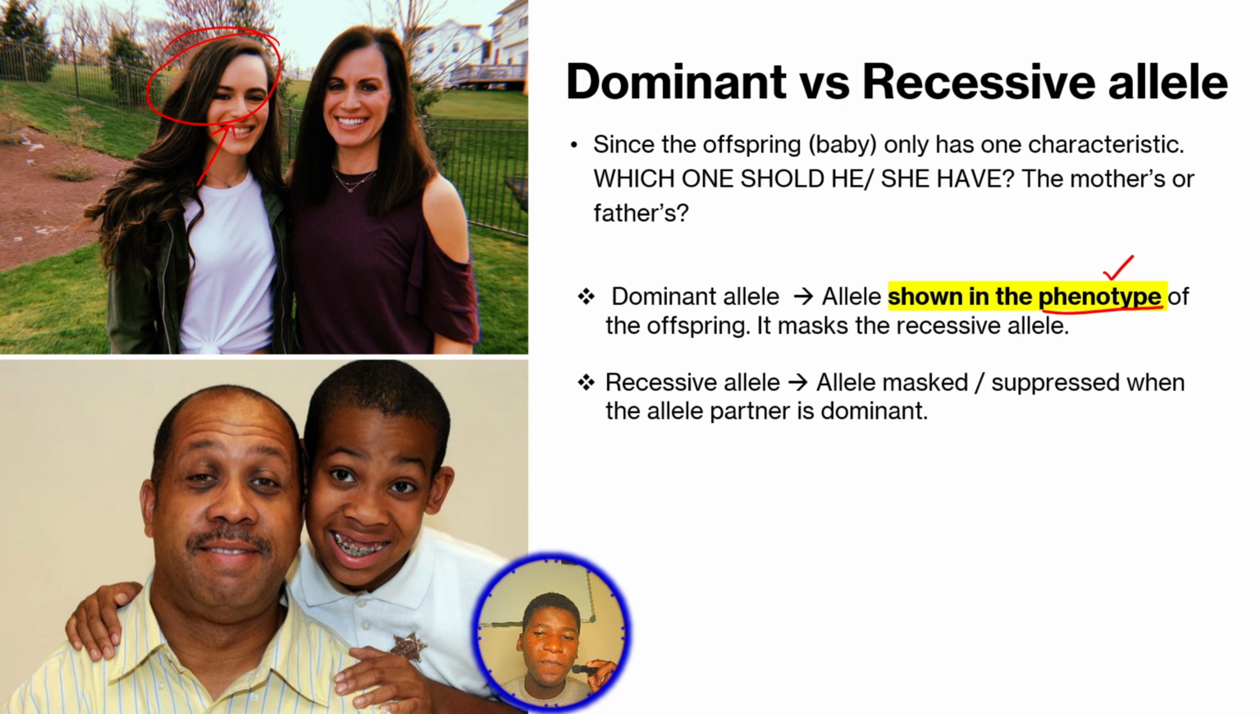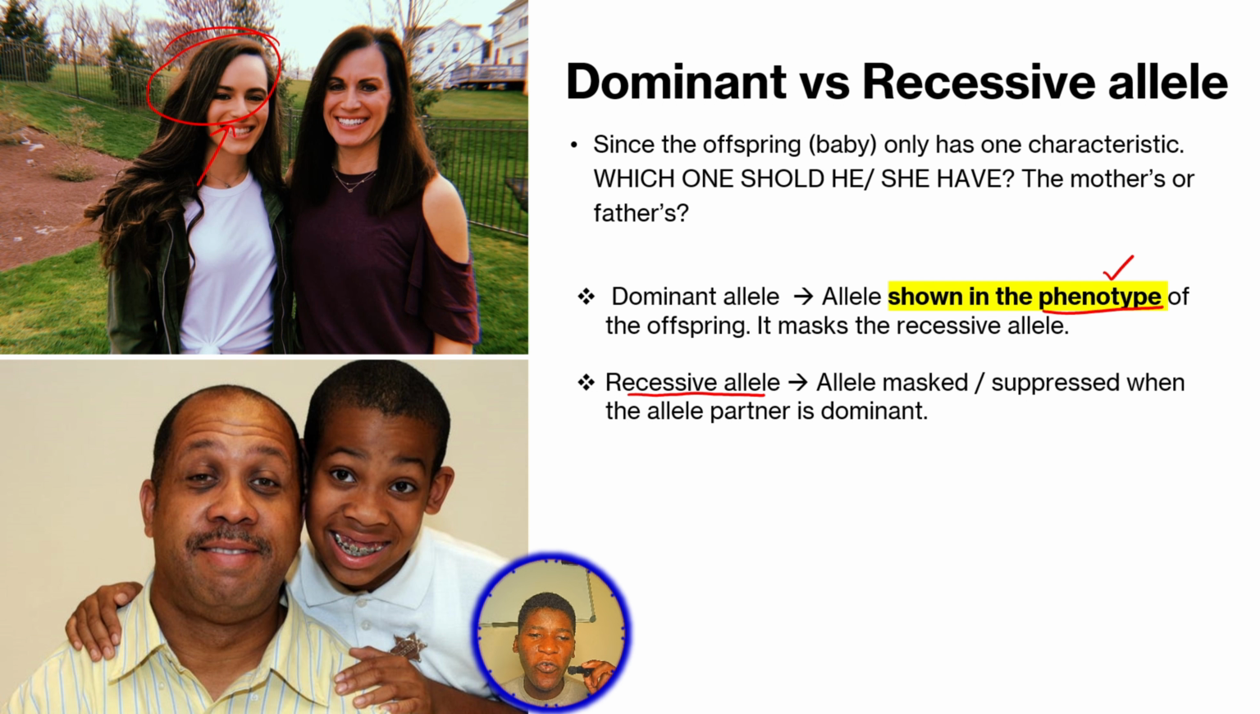So if your dad is dark skinned and your mom is light skinned, and your dad has the dominant allele, then you are going to be dark skinned. But you still have the light skin from your mother. But where is the light skin? Why is it not showing in the physical characteristic? It is because it is known as a recessive allele. A recessive allele is masked or suppressed. It is not shown in the phenotype. It is the one that remains inside you.